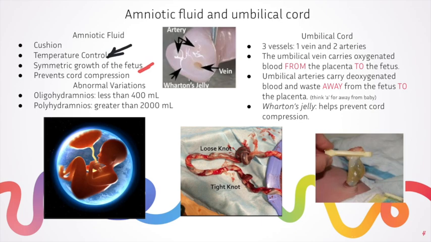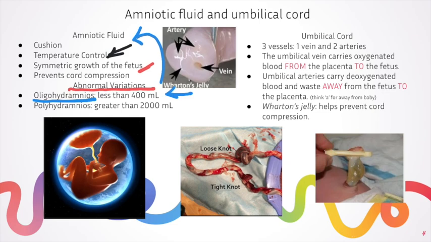So there are some abnormal variations to amniotic fluid. The first one we're going to talk about is this word called oligohydramnios. In the hospital, you're probably going to hear nurses just say the word oligo just because it's shorter. But what that means is that there's less than 400 milliliters of amniotic fluid inside the amniotic sac. When there's not enough amniotic fluid, these things up here can become compromised. The cushion, the temperature control, those kinds of things.